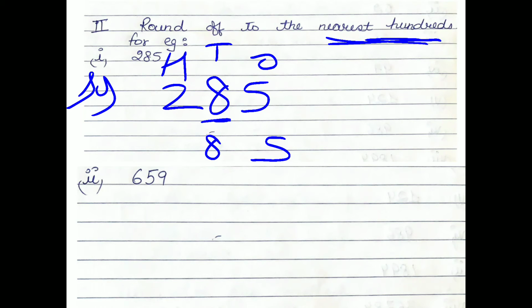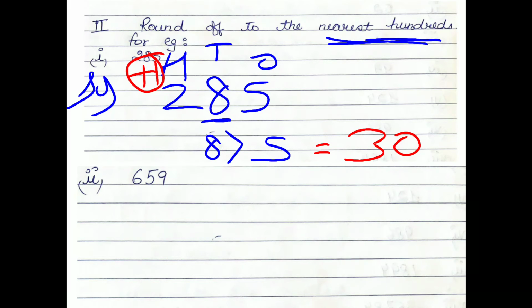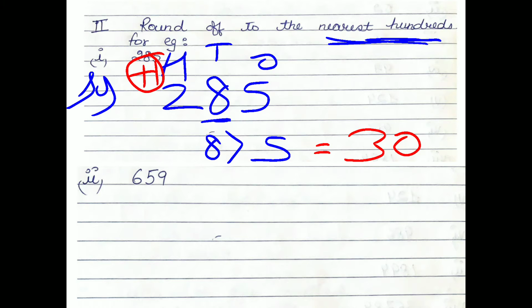Now see, which number is greater? Tens place number is greater, means your number is greater than 5. So what do you do? You will add 1 on 100 place. Now 2 plus 1 becomes 3 and this underlined digit becomes 0, means tens place becomes 0. After that the other number, ones also, becomes 0. Clear? After the underlined digit all the digits become 0 only.